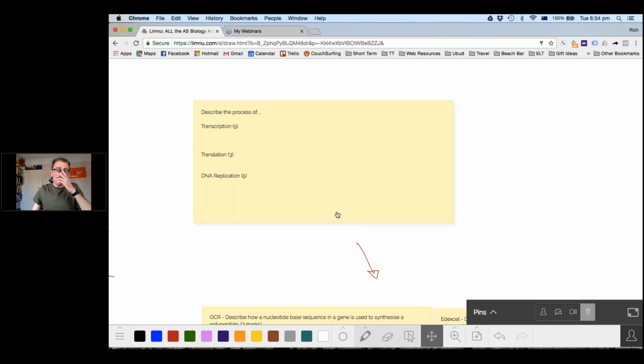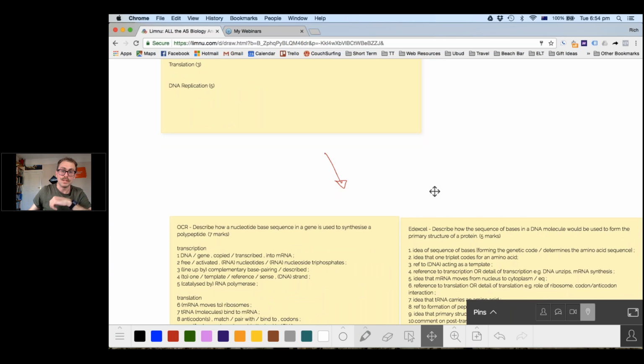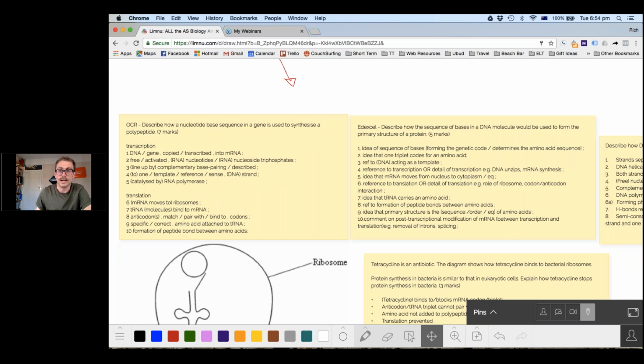Describe the process of. Now these are actually, well, transcription and DNA replication have a lot in common, and translation comes up much less often. Transcription is way more common as a question, DNA replication pretty often as a question. I'm just going to scoot straight through these. I'm going to just read through these answers, so they're going to show you how similar. There's OCR, Edexcel, we've got an AQA version of DNA replication over here.